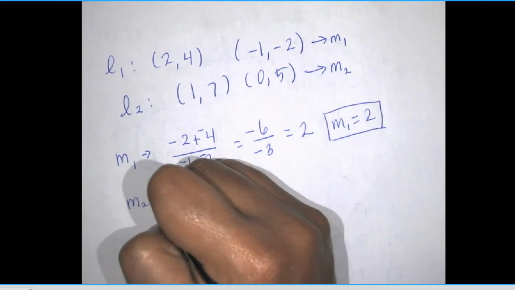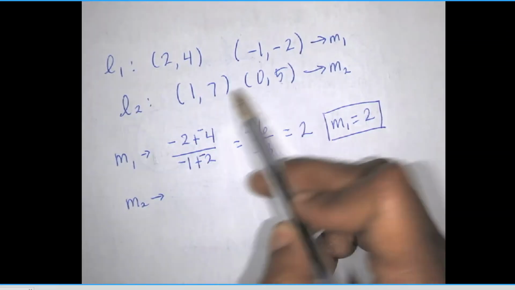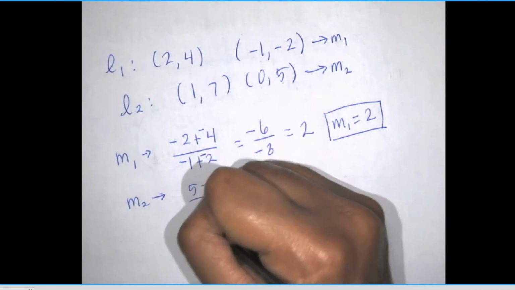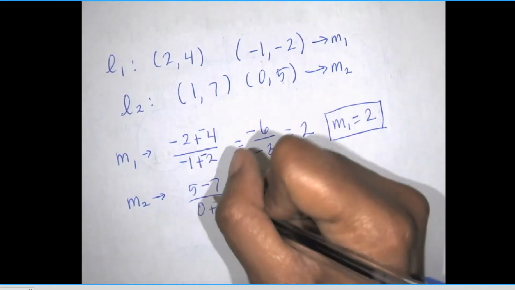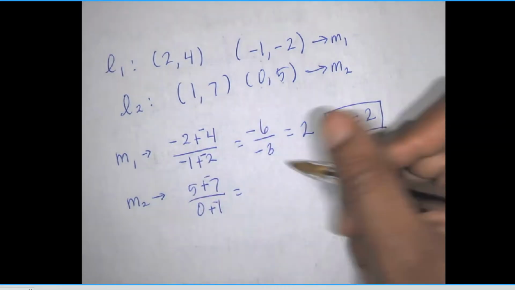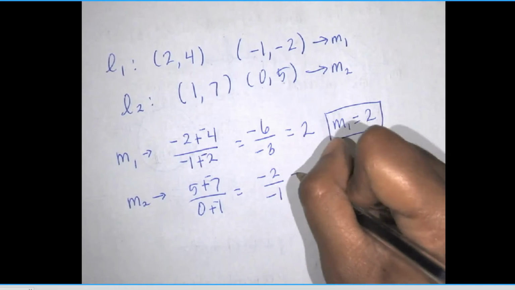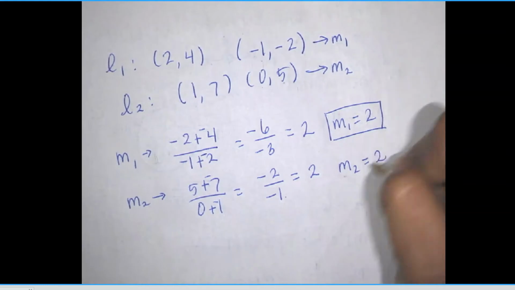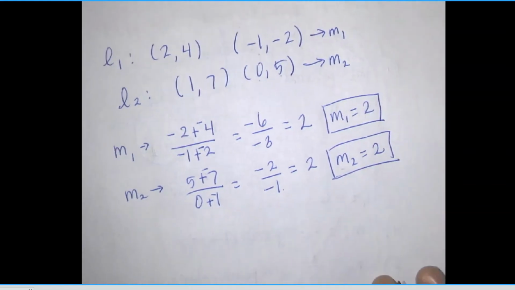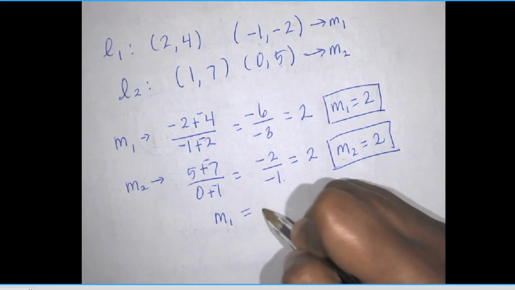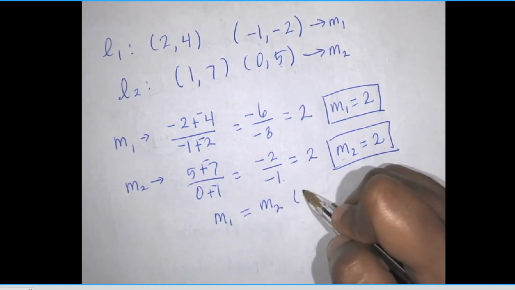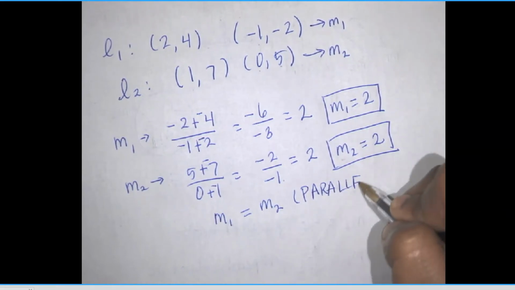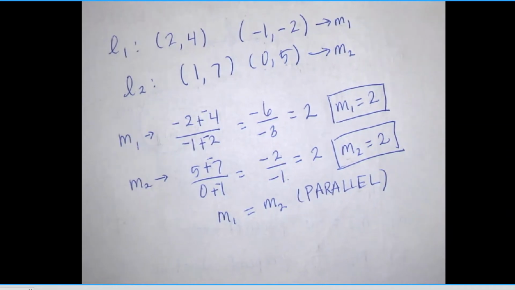Now for M2, we're going to do 5 minus 7 over 0 minus 1, change to a plus, bump back, change to a plus, bump back. So we get negative 2 over negative 1, which is a negative divided by negative is again a positive 2. So M2 is 2. So look at that, they're the same. So because M1 is equal to M2, then we're going to say these two lines are what? Parallel. Okay, good deal on that.